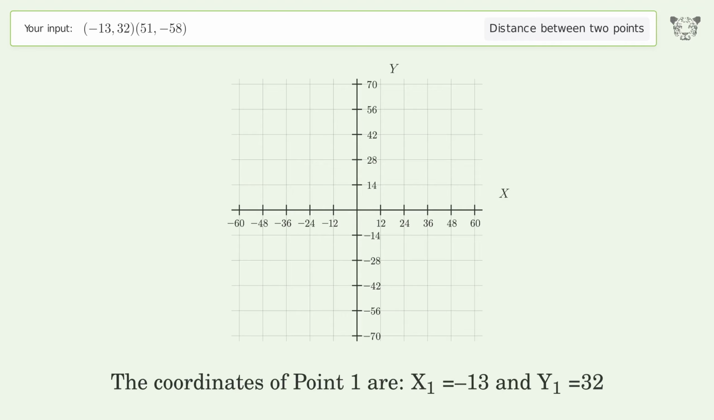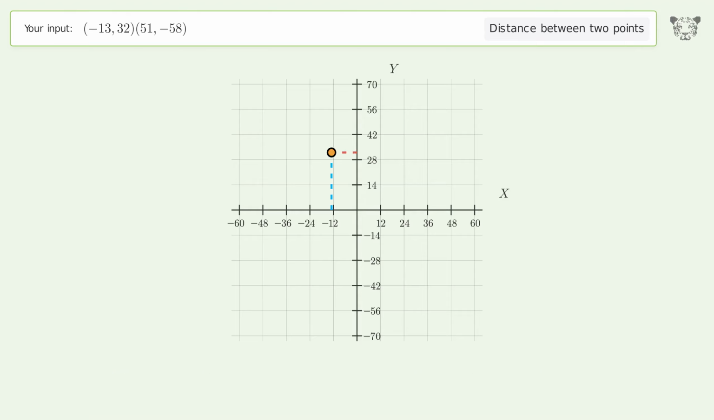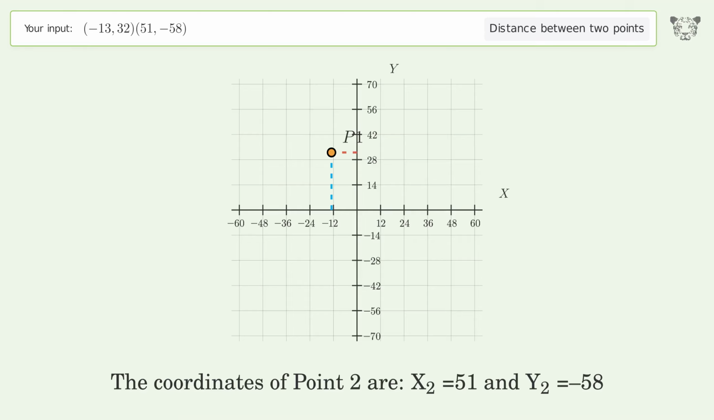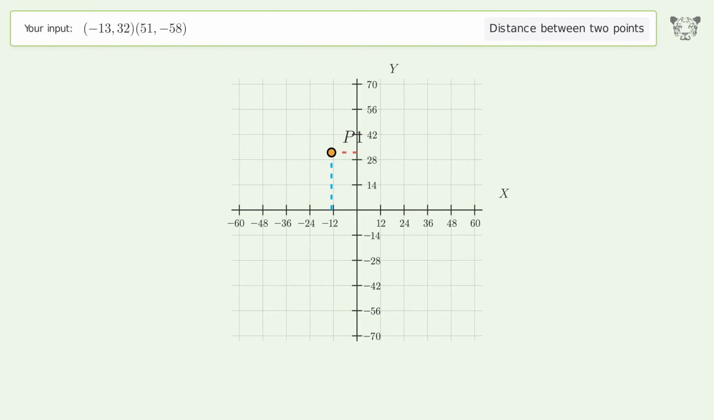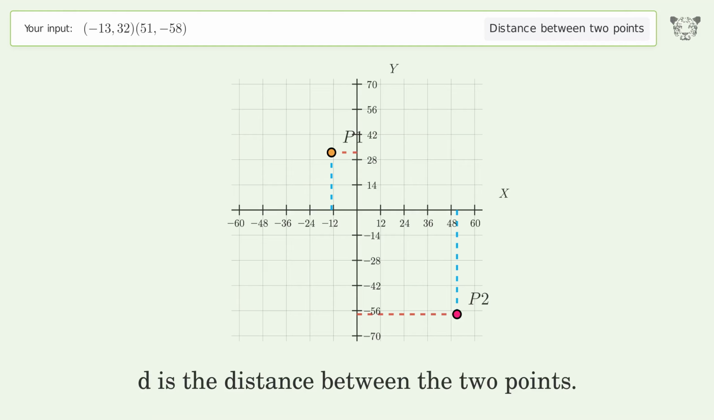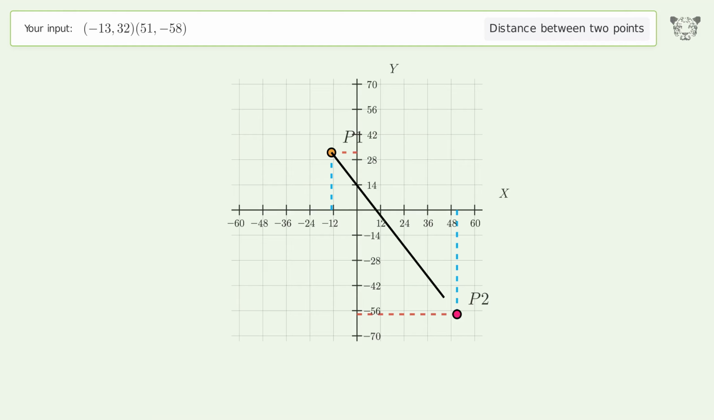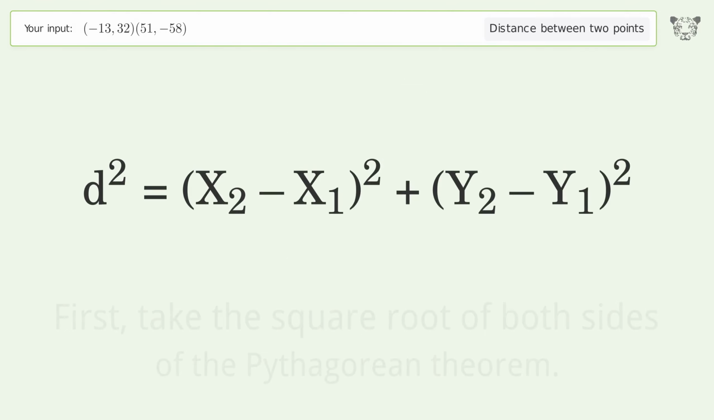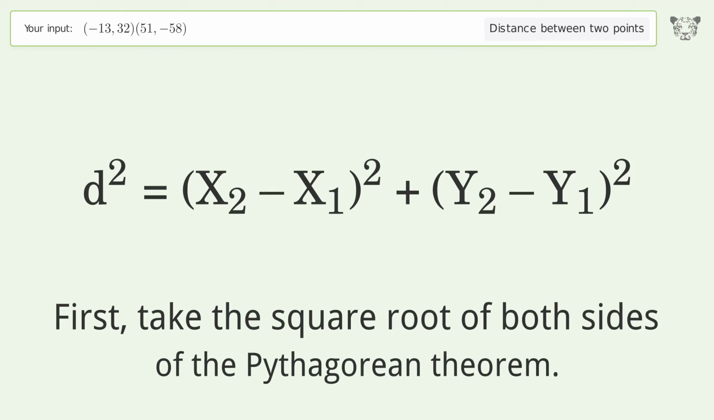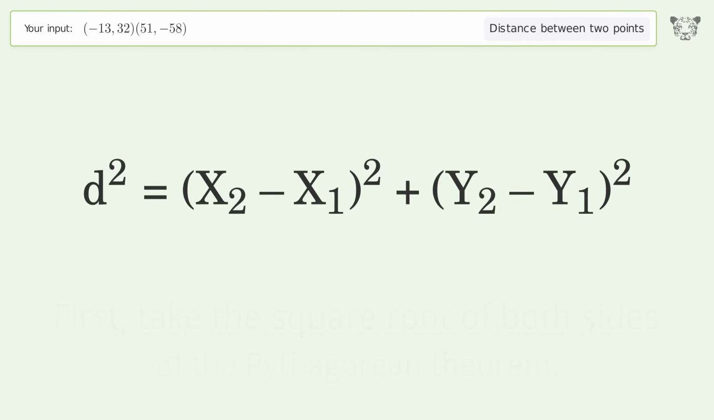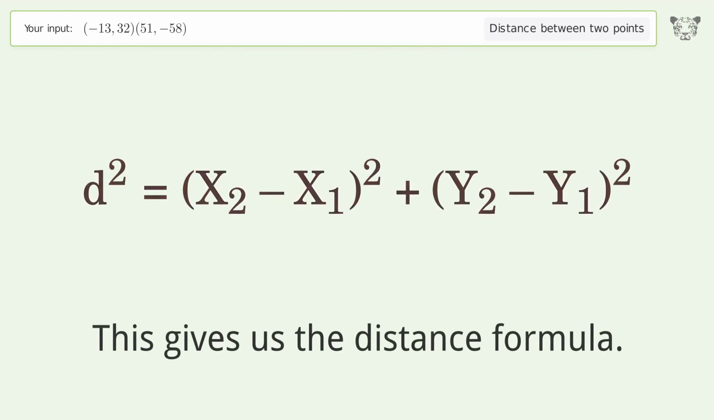The coordinates of point 1 are x1 equals -13 and y1 equals 32. The coordinates of point 2 are x2 equals 51 and y2 equals -58. D is the distance between the 2 points. First, take the square root of both sides of the Pythagorean theorem. This gives us the distance formula.